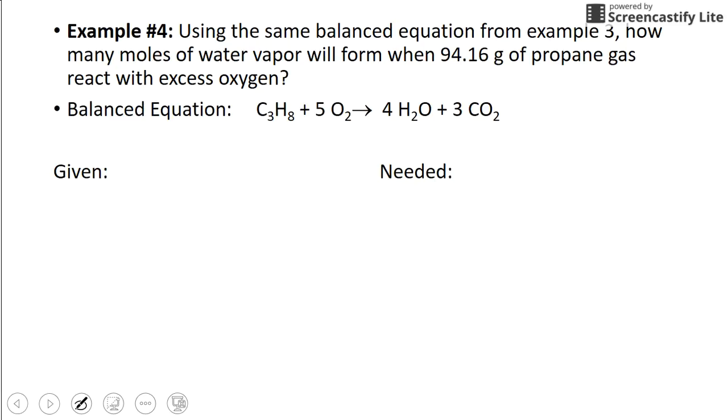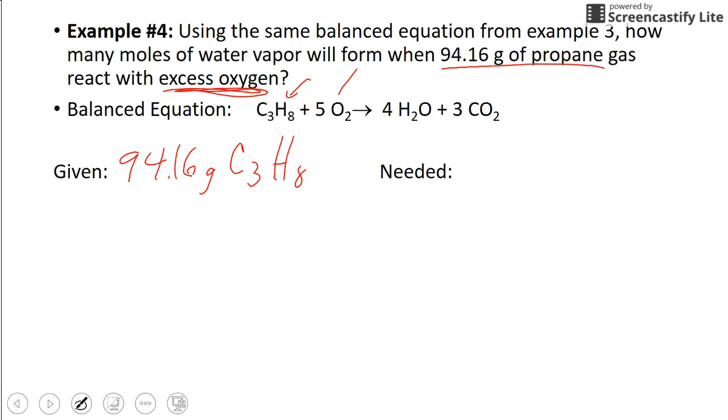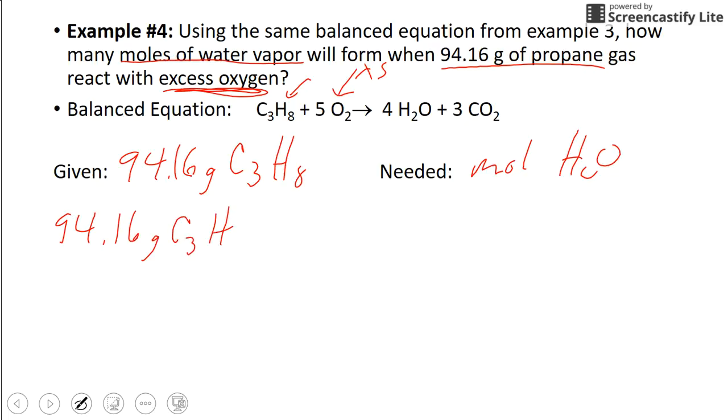So let's jump now to question 4, where we have the balanced equation, the combustion of propane. So C3H8 plus oxygen makes water and carbon dioxide. We're given 94.16 grams of propane and excess oxygen. Remember, the limiting reagent has to be one of your starting materials. And if we have excess of this, that means that C3H8 is our limiting reagent. We need moles of water vapor. So we want moles H2O. So we start with our 94.16 grams C3H8. We want moles of water when we're done.